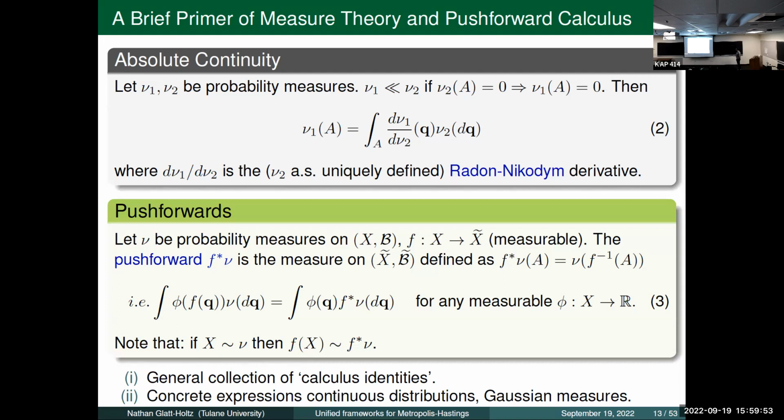And as we go along, some of these you will have seen in your basic classes. Some of them maybe other people knew, but we derived on our own. It's various calculus identities to actually manipulate these objects. And so we'll see concrete expressions as we go along. And in this context of Gaussian measures for the infinite dimensional case, which we're quite interested in.